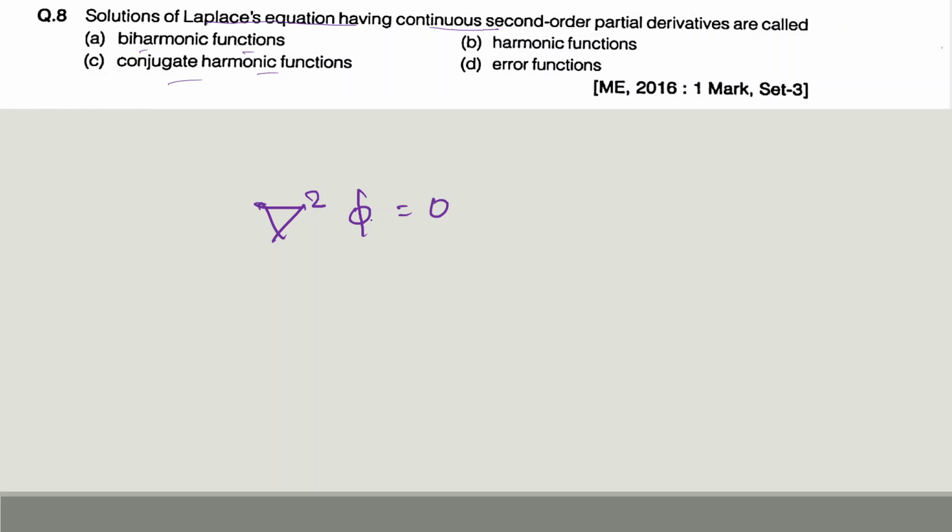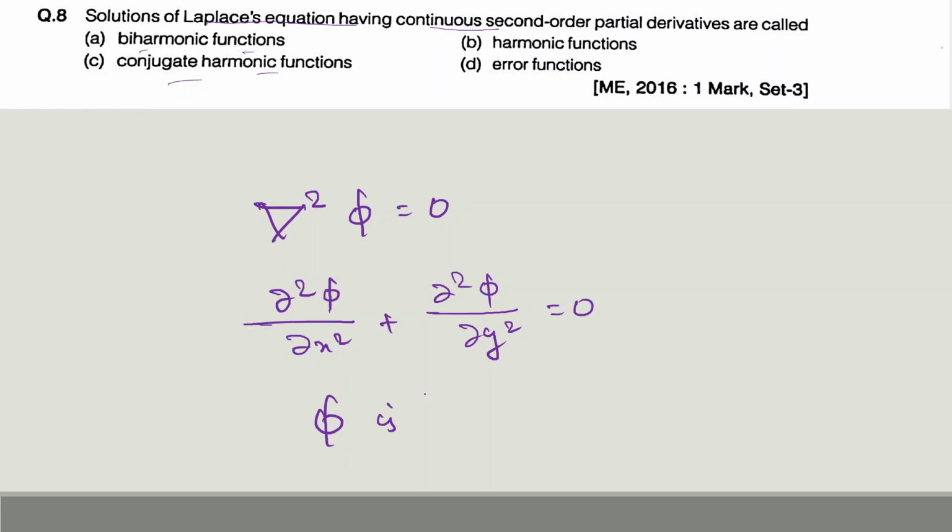By knowing this, I write the derivative form here. Del square phi upon del x square plus del square phi upon del y square is equal to 0 here, and phi is a harmonic function here. So option B will be our right answer for question number 7. This one is the seventh question here.